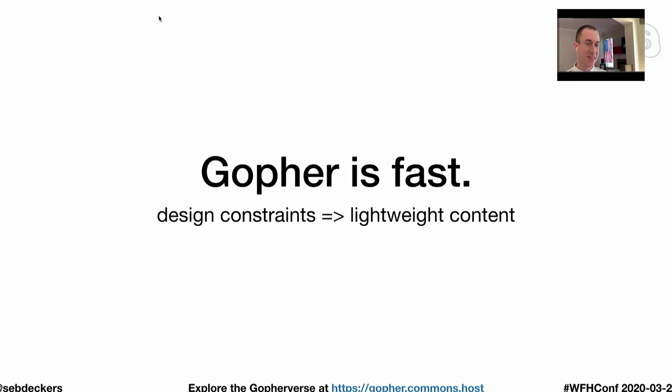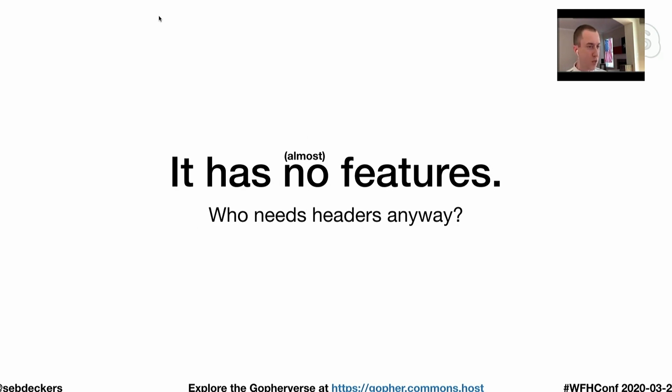Gopher's fast, right? It has some ridiculous design constraints. It's from a time when computers were really not very powerful. Networks were very limited in terms of bandwidth, latency, all of that. And design constraints usually lead to, or in this case, led to very lightweight content. It's got almost no features as a protocol compared to the things that we're used to today, where we're doing video streaming with codecs and cross-browser stuff. It doesn't even have headers on requests and responses.